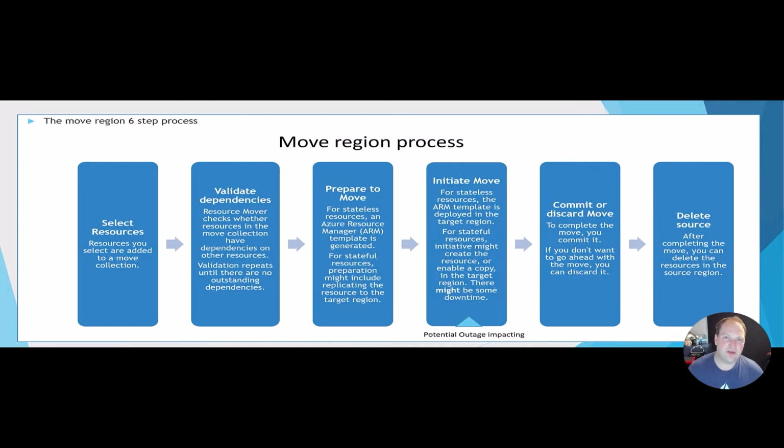As I alluded to earlier, Azure Resource Mover is a 6-step process. Step 1 is select resources. So you select the resources that you want to move. Step 2 is validate dependencies. Azure Resource Mover will then go and validate those dependencies on the resources that you want to move. For example, an Azure SQL database will have a dependency of an Azure SQL server. A virtual machine will have a dependency of a network interface or the disks.